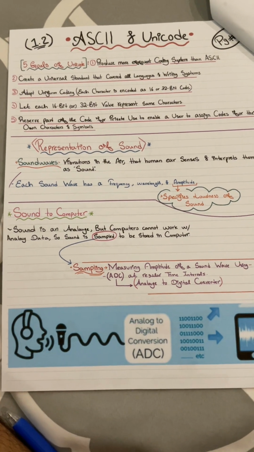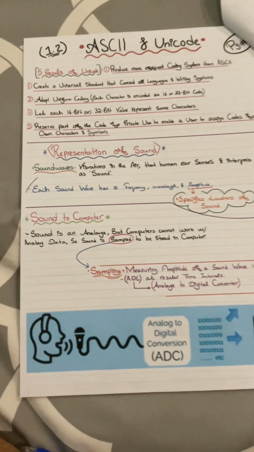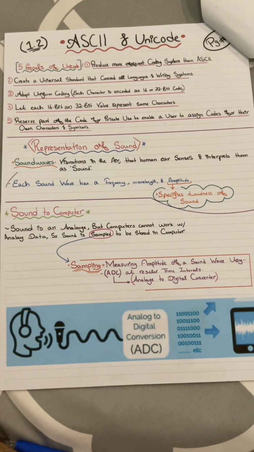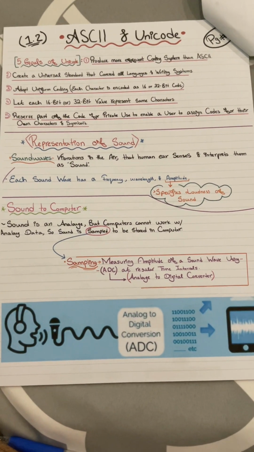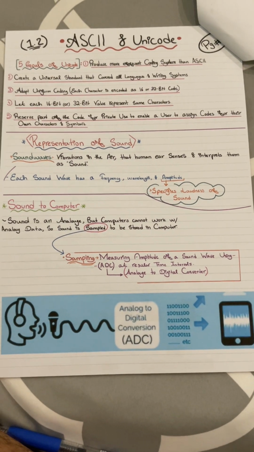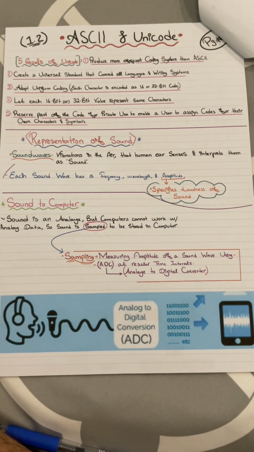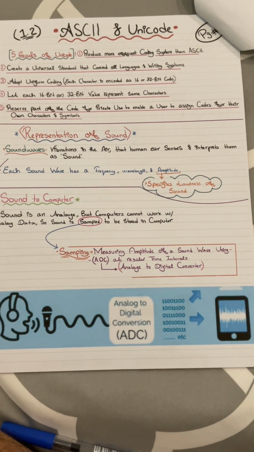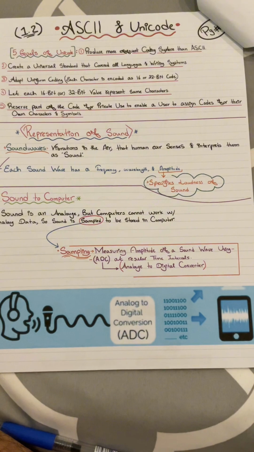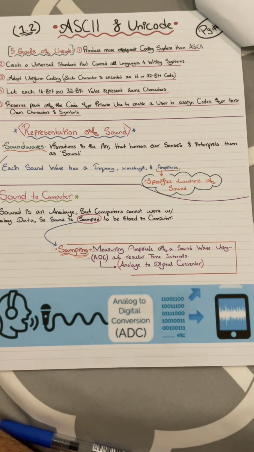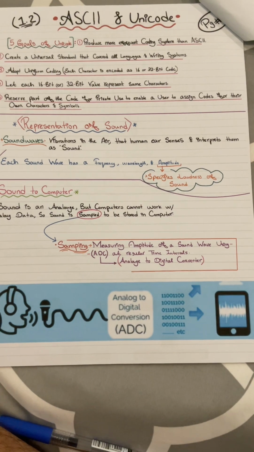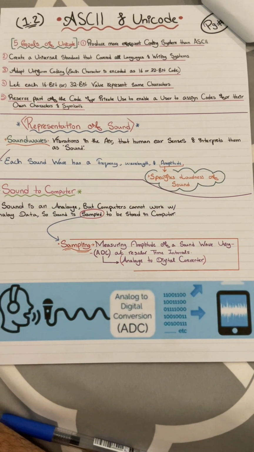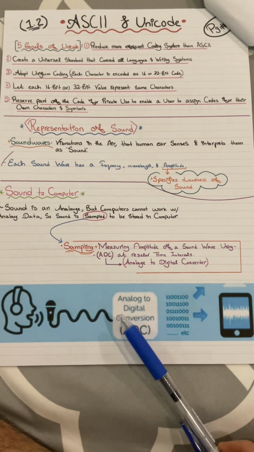Now, sound to computer. How does the computer actually understand the sound? Well, sound is analog, but computers cannot work with analog data. They only work with binary data. So what happens? Well, something called sampling happens. Sound is sampled to be stored in a computer. Sampling means measuring the amplitude of the sound wave using an ADC at regular time intervals. ADC is your analog to digital converter.